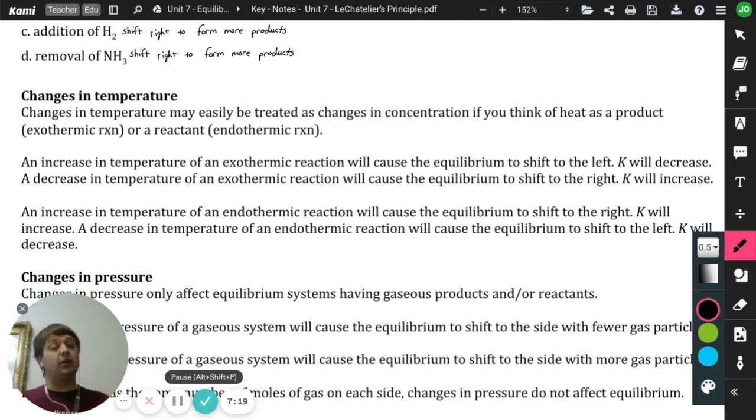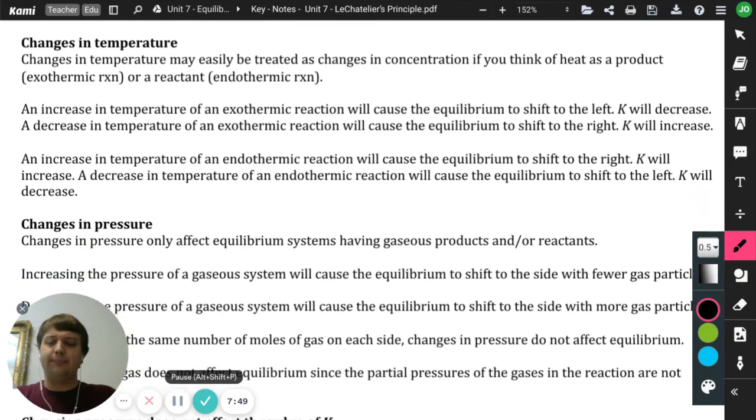Now, what about endothermic? Well, in an endothermic reaction, if I increase my temperature, that's going to cause my equilibrium to shift to the right, right? Because my heat is going to be on the reactant side. And so my K is going to increase. So endo versus exo, you're going to have to remember that how they affect your K value is opposite of one another. Okay, which makes sense, right? Because they are opposite in terms of how they are dealing with heat. One is absorbing heat, one is releasing heat.